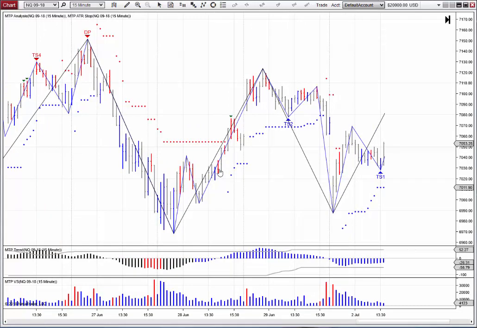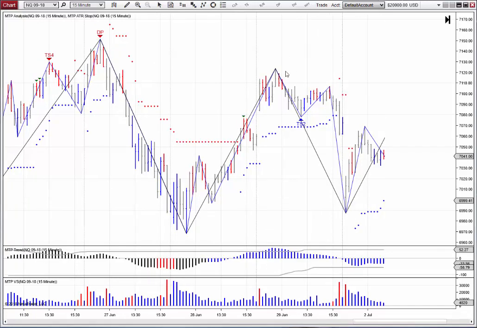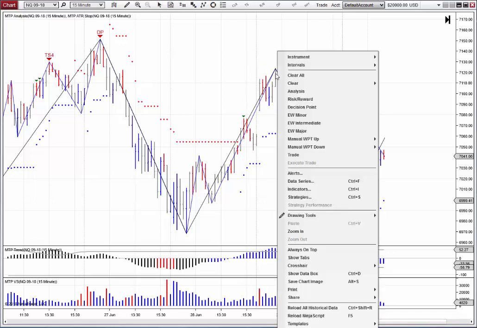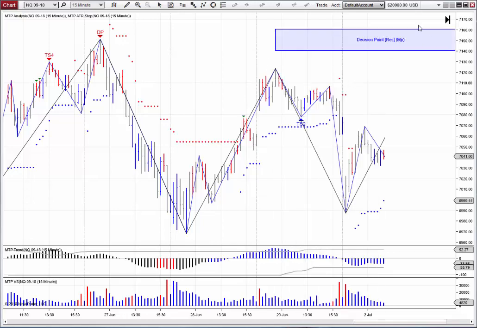The good thing about these is they're leading indicators. So I've just scrolled the chart back a bit and you can see there was a pivot high here. If we right mouse click over this pivot high, do decision point, can you see how that gave us a resistance area? But most importantly, it's on the chart in advance. So literally days in advance, we knew this was an area where resistance was possible.